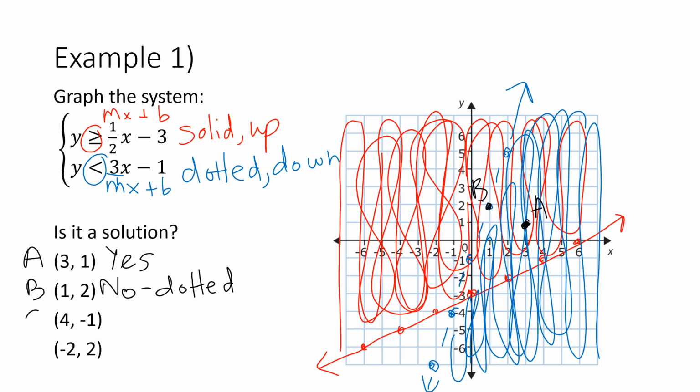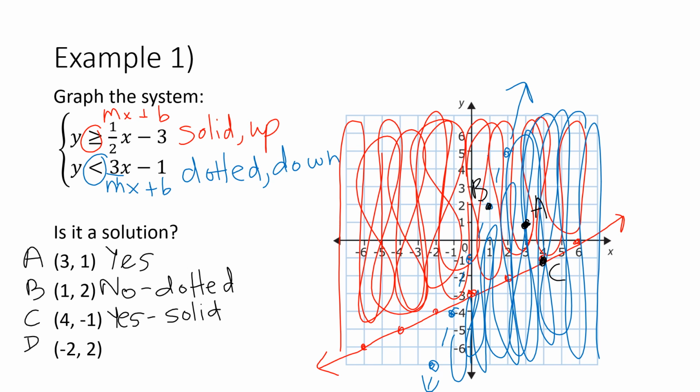Point C is (4, -1). Now this point is also on the line, but it's on the solid line. Remember the solid line we did because it was greater than or equal to. In this case, it's okay for a point to be equal to the line or above the line. So point C, this is okay. This is a solution to the system because it is on the solid line.